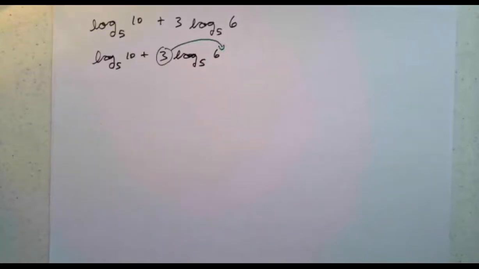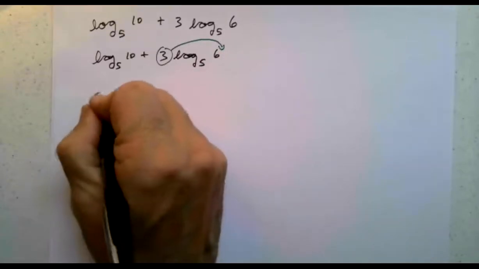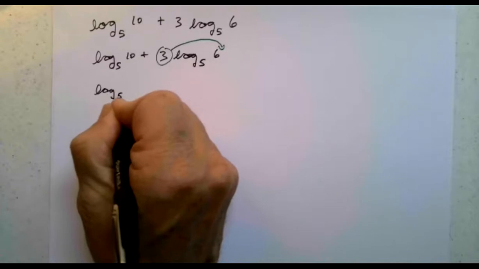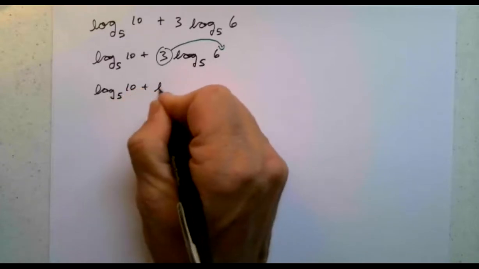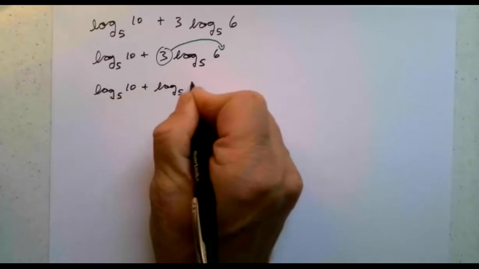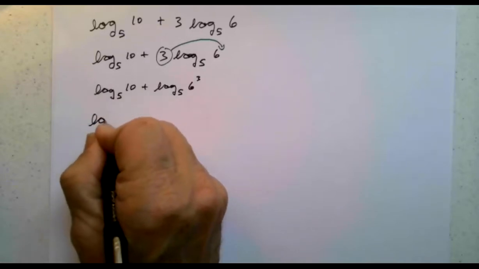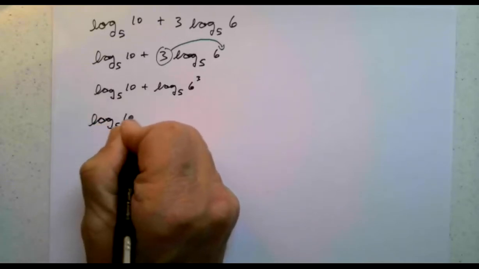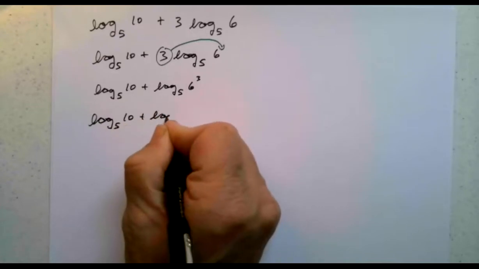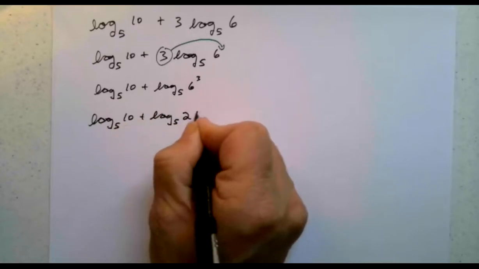I'm going to pull this exponent of 3 up, and I'm going to write that as log base 5 of 10 plus log base 5 of 6 to the third power, which is what? Which is 216, I believe. So we have log base 5 of 10 plus log base 5 of 216.